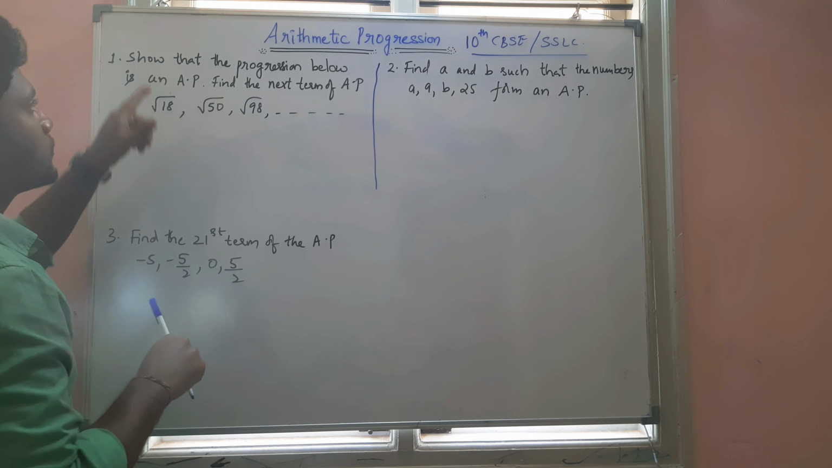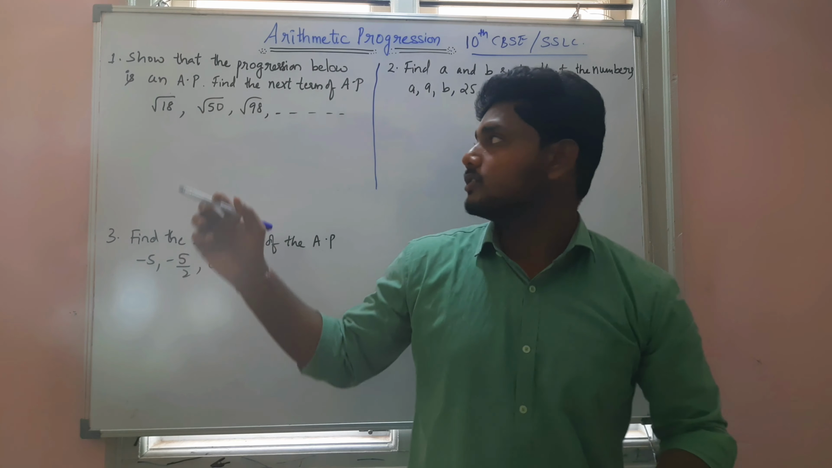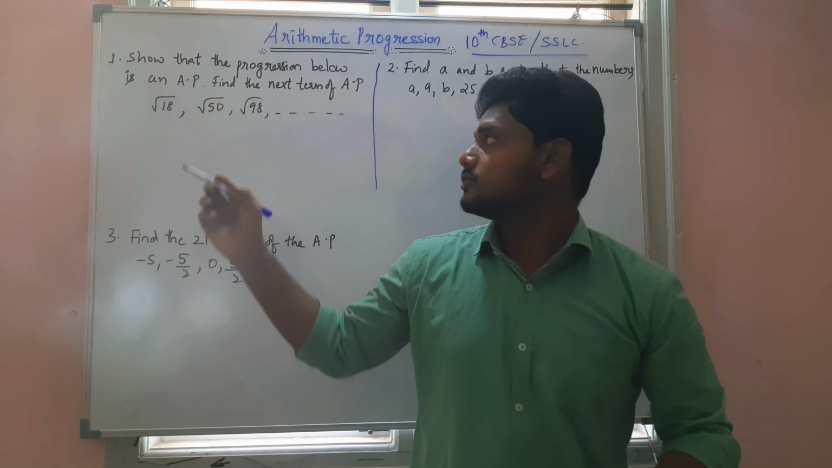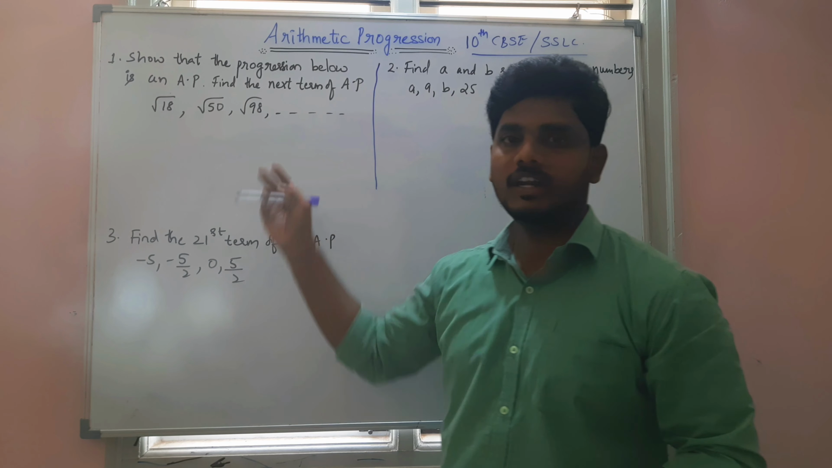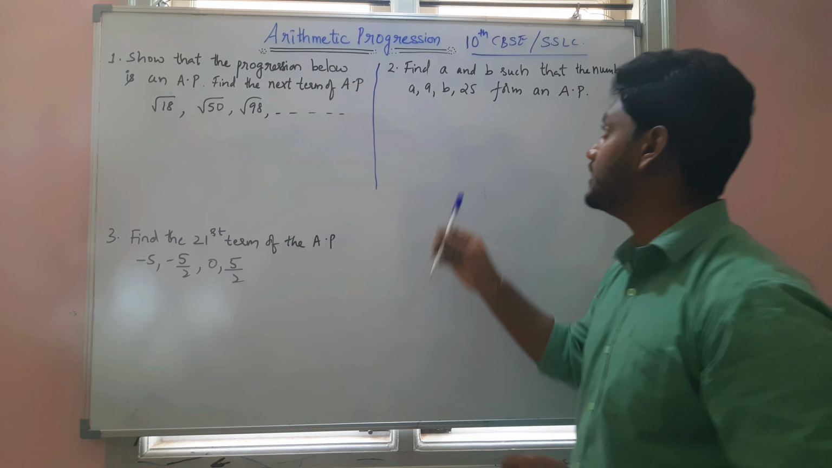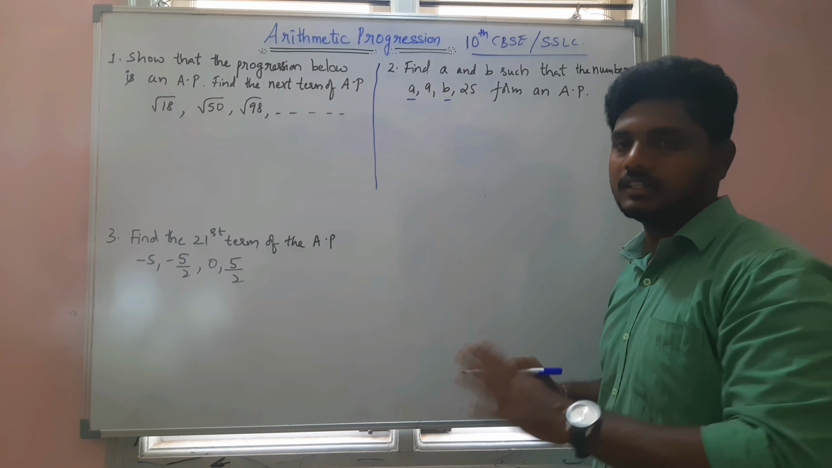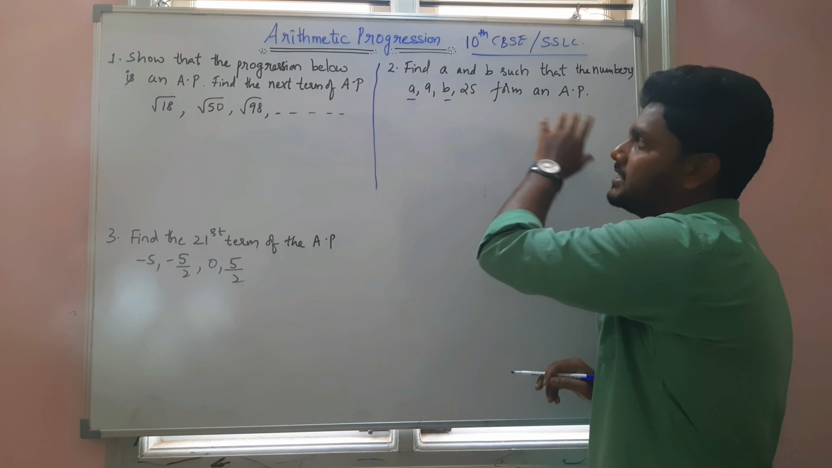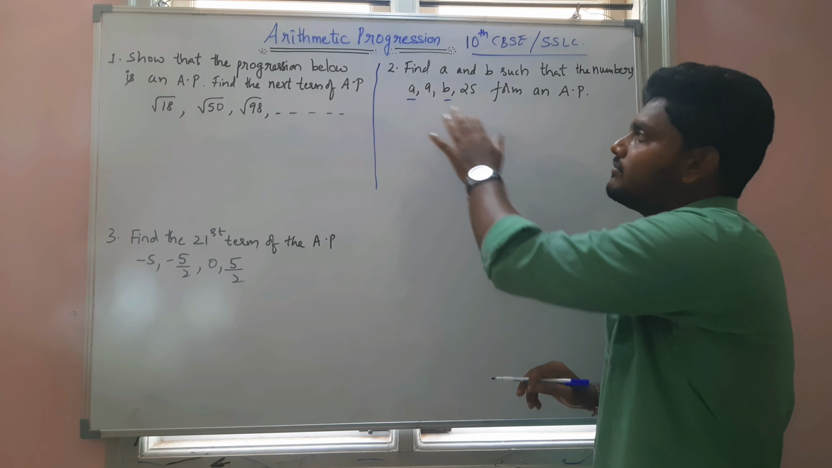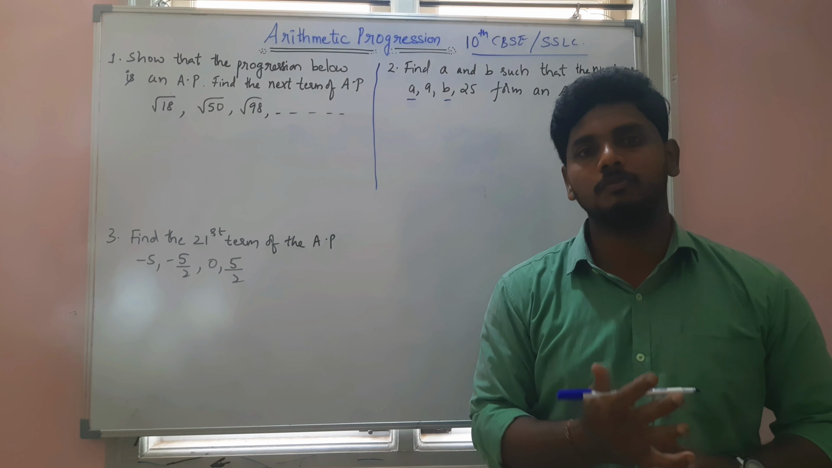So first question is, show that the progression below is an AP, and find the next term. If it is an arithmetic progression, we need to find the next term, nothing but the fourth term. Next question is, find A and B such that the numbers form an AP. Next, find the 21st term of the AP. See if you can solve, or else watch how I will solve and approach this problem. Based on that, you can solve some of the examples in your textbook.